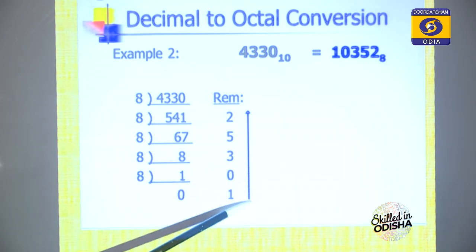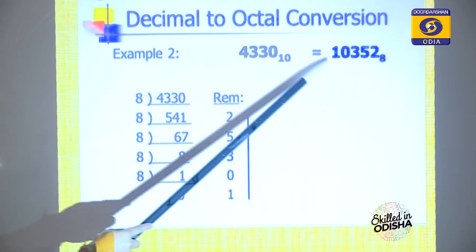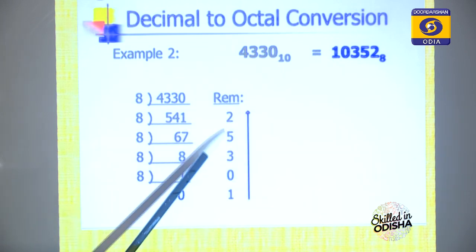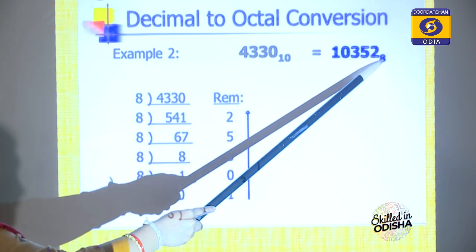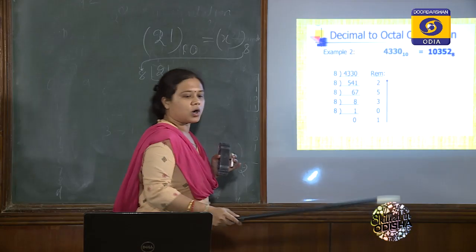So we have to go in this way, from MSB to LSB. So the answer is 10352, and here the base is 8. So this is our decimal to octal conversion.